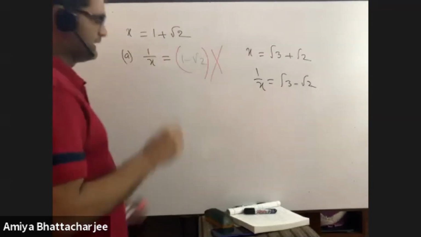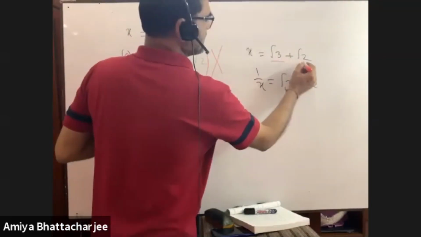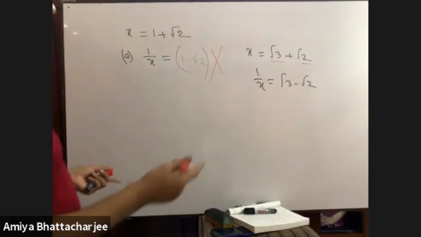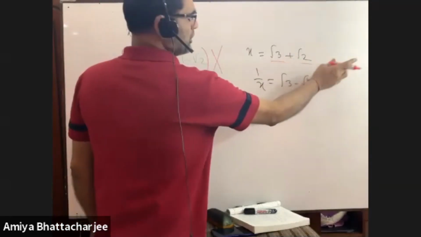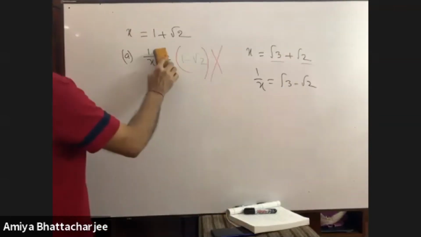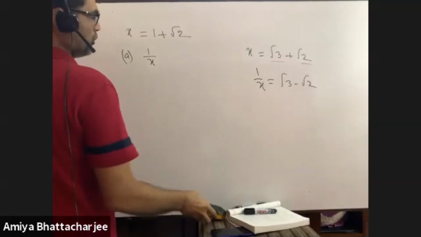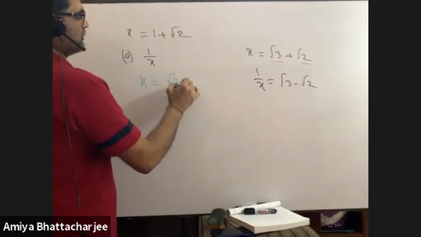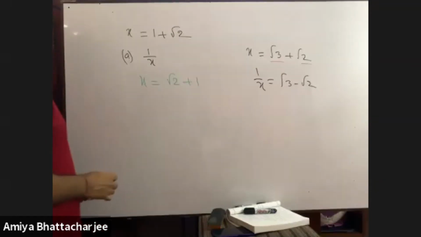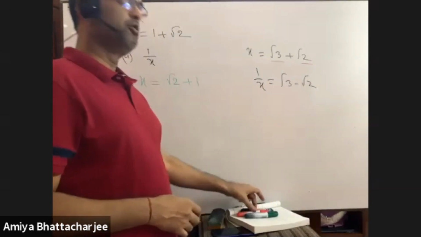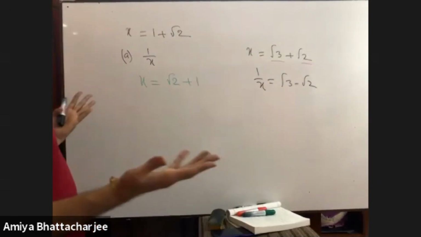Dear students, you see, this root 3 is greater than root 2, right? It is 1.7320, and root 2 is 1.414 or so. So this is greater than this. But when you do this math, you have to see which one is greater. That is to be taken at first, root 2 plus 1. Now you can answer within 1 second that 1 by x is root 2 minus 1.